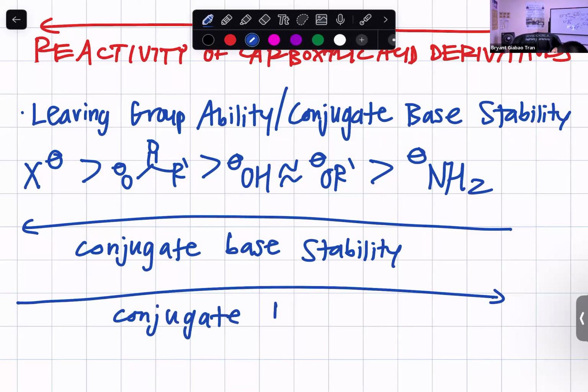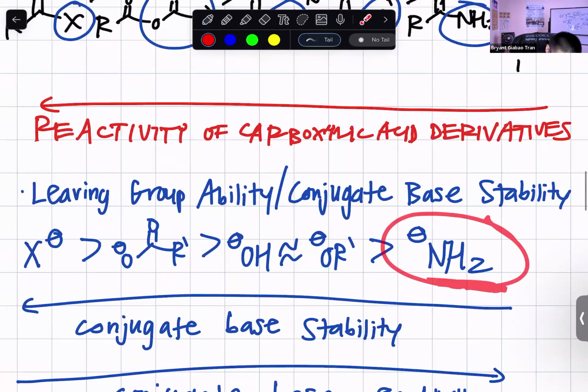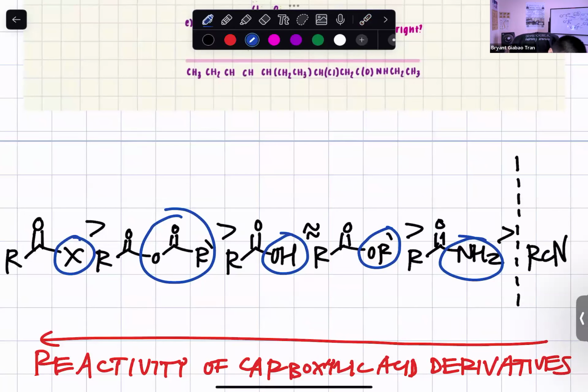Conjugate base reactivity, right? Where this is the most reactive conjugate base because it's the least stable. He says something like the acyl halide is the most reactive, right?